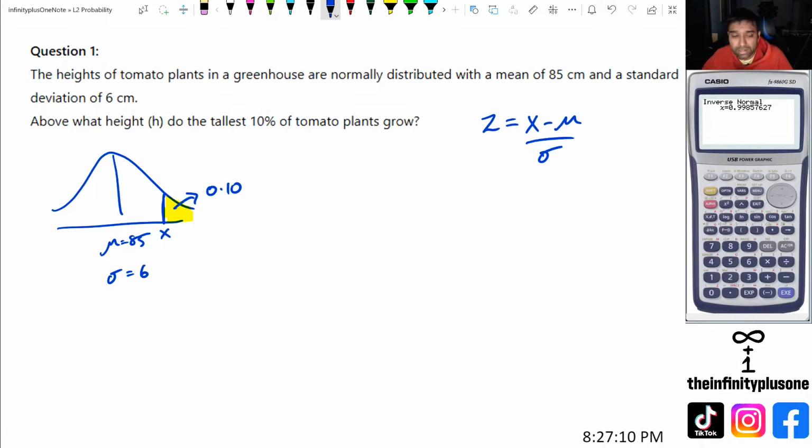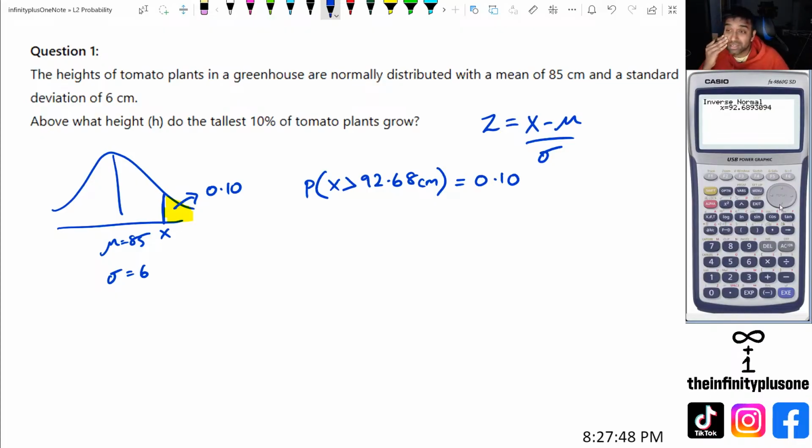So with that in mind, with the calculator, it's really easy because all you're really doing is just punching a bunch of buttons. So you go into stat mode. In this case, your right side is going to be 0.1, your standard deviation is 6, and your mean is 85. And you press enter, and voila, there is your x value. So in other words, the probability of x greater than 92.68 centimeters is equal to 0.10.